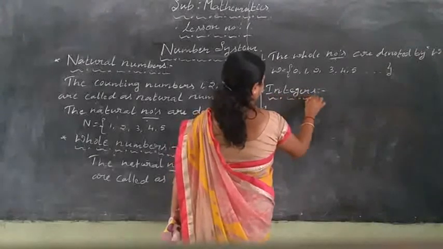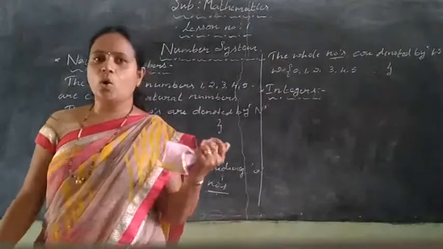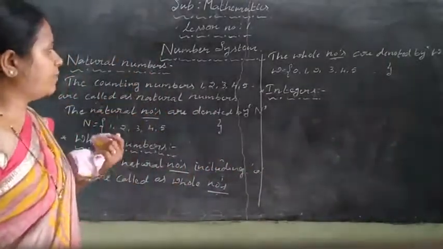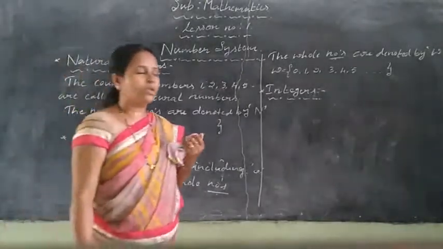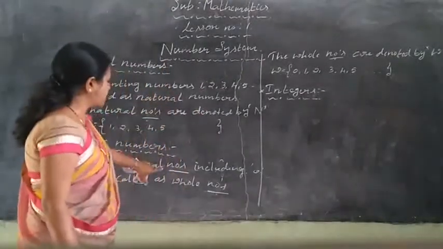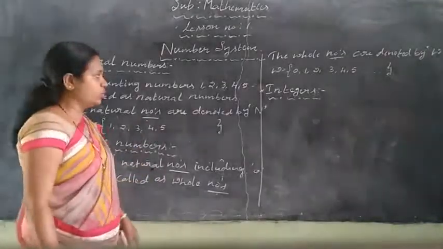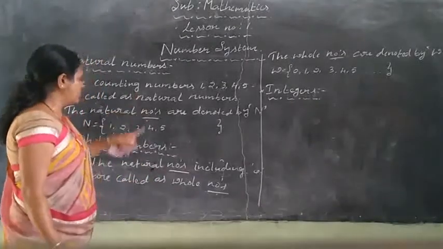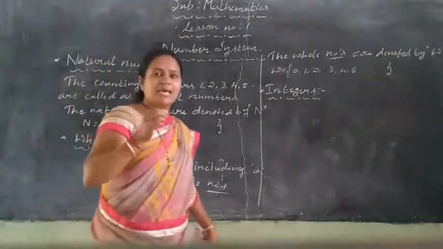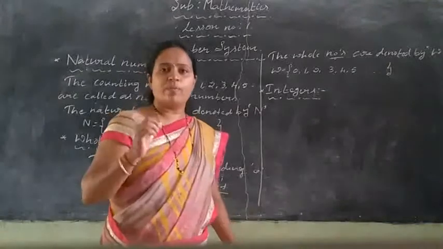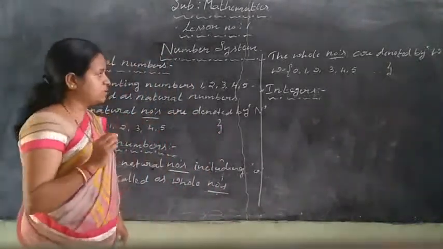So far we have studied about the natural numbers and whole numbers. Now we are going to take up integers. Now what do you mean by integers? Just see the natural numbers and whole numbers, children. Is there any negative numbers here? No. So in natural numbers and whole numbers there are only positive numbers. Whereas in the case of integers, children, there will be positive numbers as well as negative numbers.